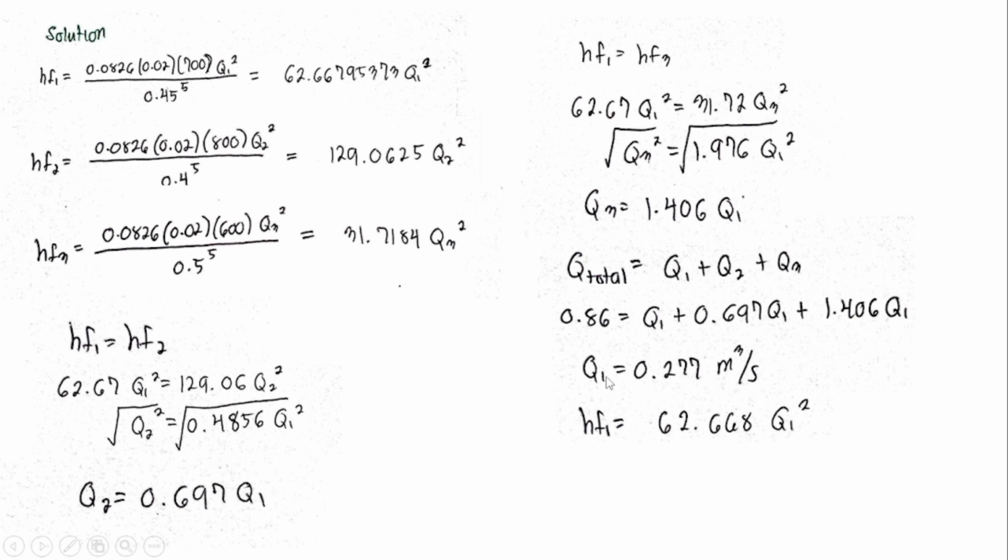So since we are asked to find the major head loss in pipe 1, we can now solve for the major head loss in pipe 1 since we have the value now for our Q1. So the equation to solve for the major head loss in pipe 1 is hf1 equals 62.67 Q1 squared. So we just need to substitute the value of Q1 in this equation. So 62.668 times 0.277 squared. So the major head loss in pipe 1 is equal to 4.82 meters.